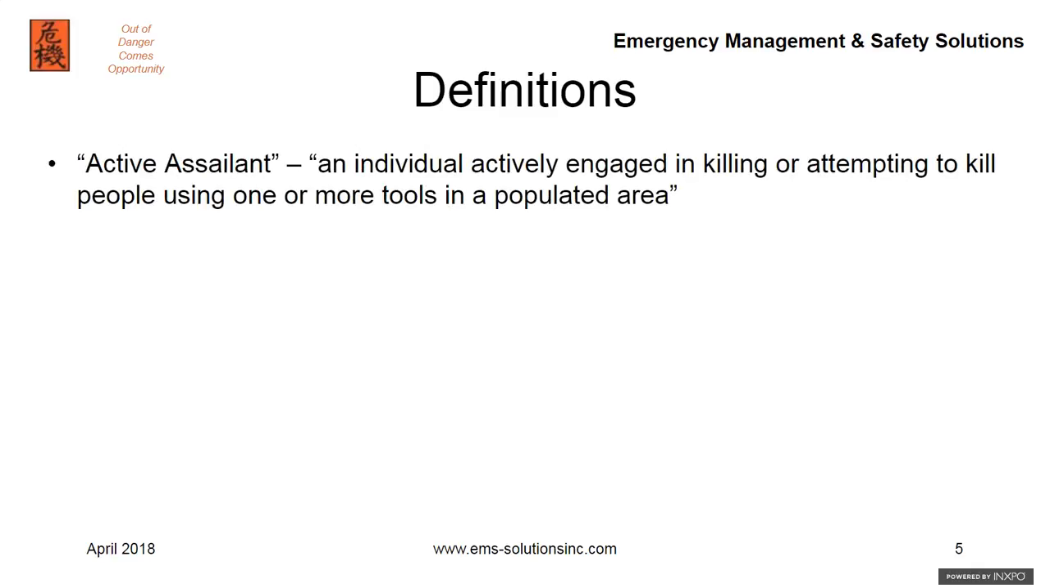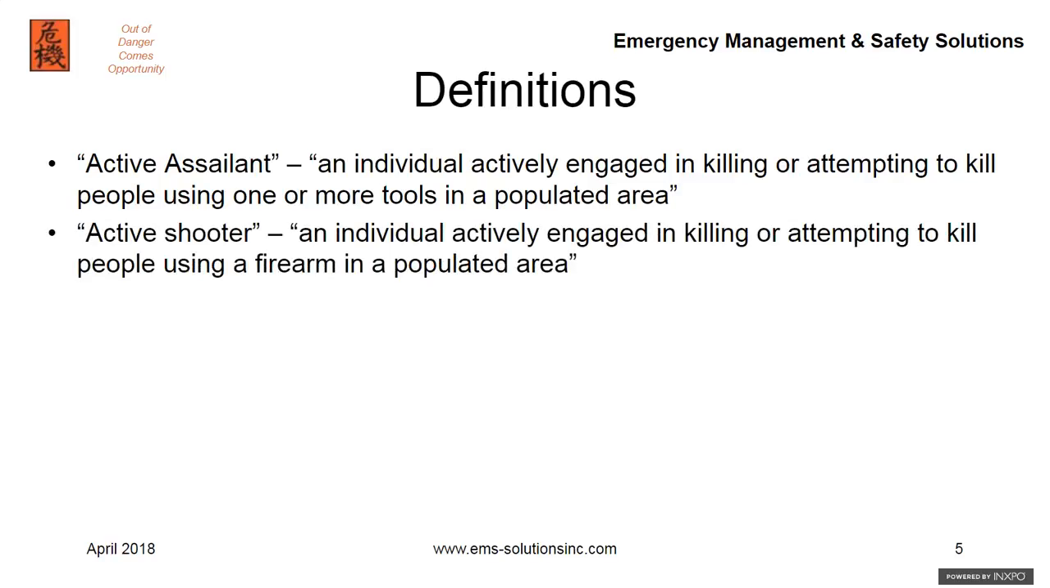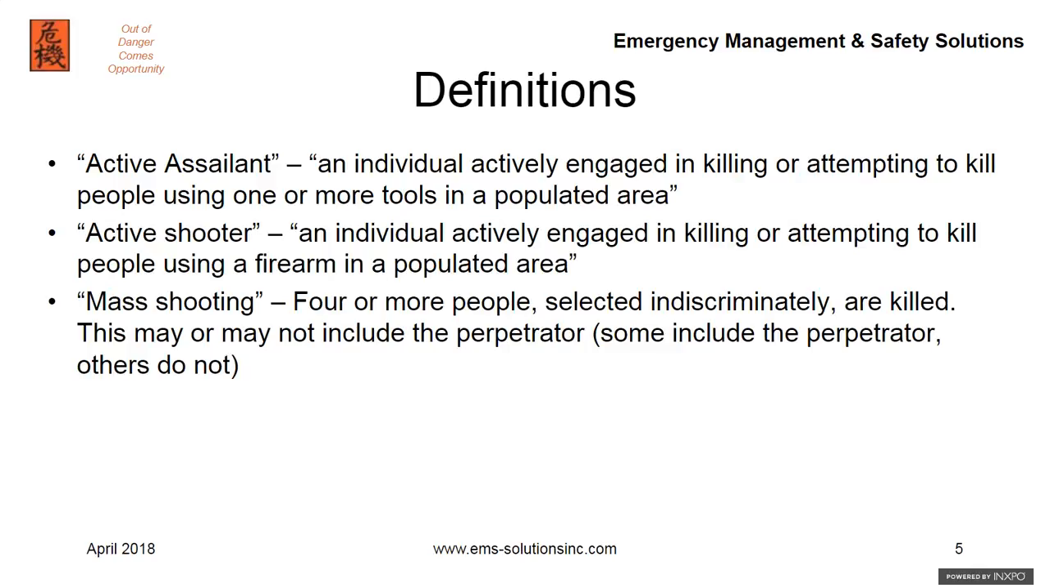So when you look at the definitions, active assailant is somebody who's using some sort of weapon and many types of tools to actually kill people in a populated area. An active shooter specifically references a firearm doing exactly the same thing.